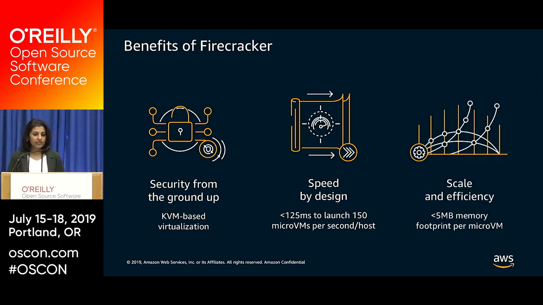Then we talk about the scale and efficiency. So each microVM runs with a reduced memory overhead. It has less than 5 megabytes for enabling a high-density microVM, all of them packed on a single server. So Firecracker also provides a rate limiter. The rate limiter is used to equally distribute the resources across the hundreds of VMs that can run on a single host.